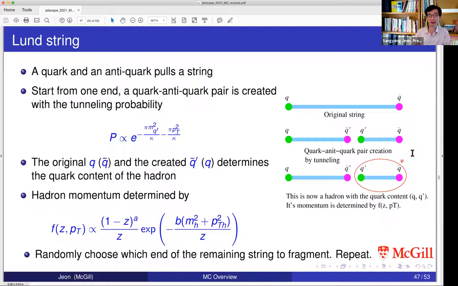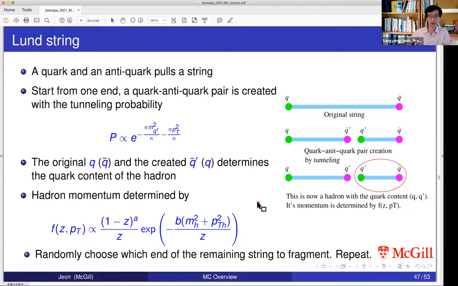And of course, the particular species that you're going to get is controlled by another probability. So this is the basic idea of Lund's string model. Again, it's basically sampling this probability and sampling this probability to actually get the hadrons out of the strings.